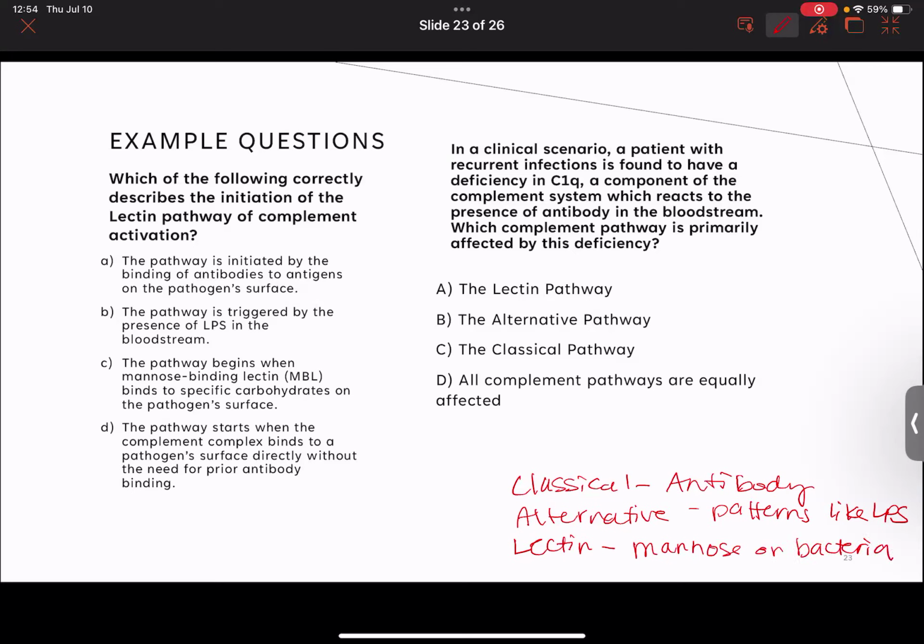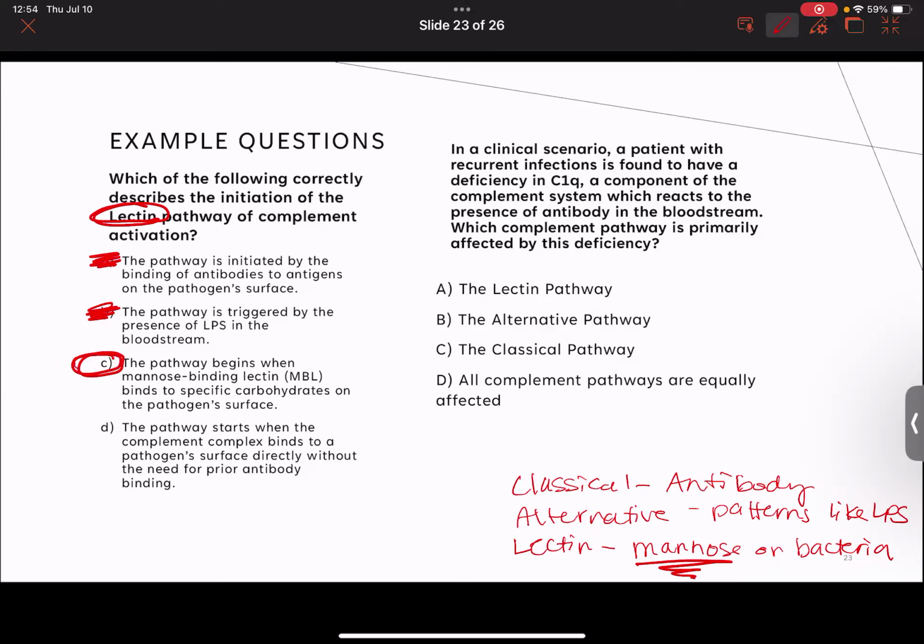All right, which of the following correctly describes the initiation of the lectin pathway? So we're talking about lectin, then lectin is saying we're seeing mannose on the bacteria, right? So that's our reference there. Is the pathway initiated by the binding of antibodies? That's the classical pathway. The pathway is triggered by the presence of LPS. That's the alternative pathway. The pathway begins when mannose binding lectin, sounding familiar, binds to specific carbohydrates on the pathogen surface. That's exactly what's happening.